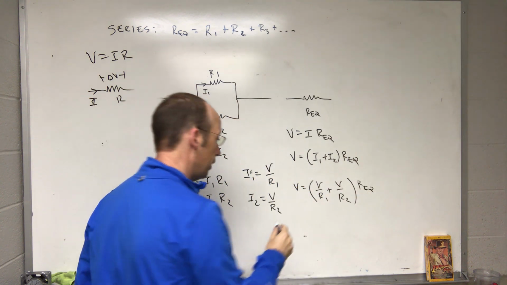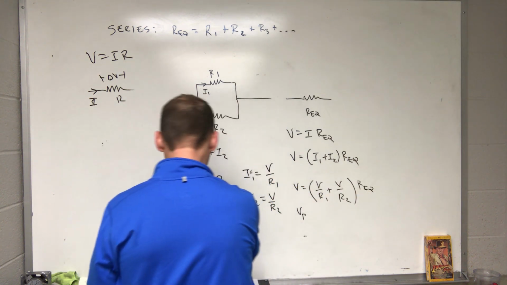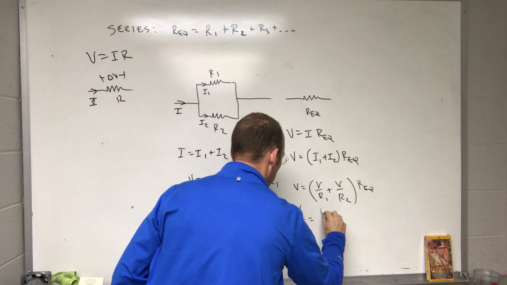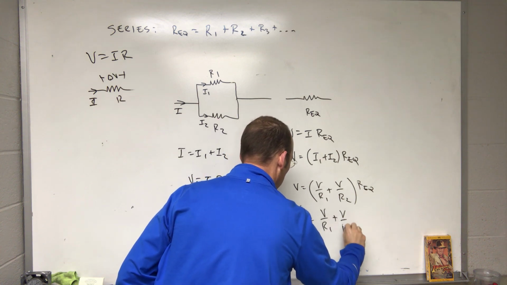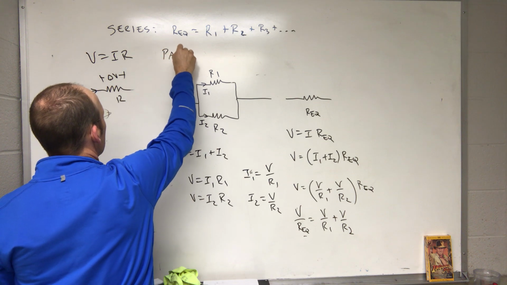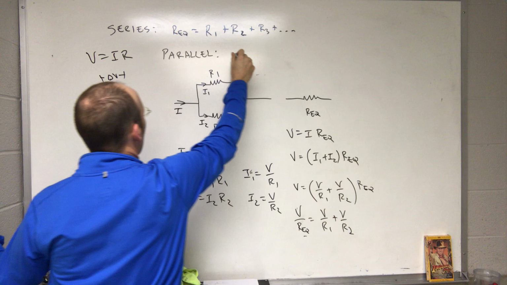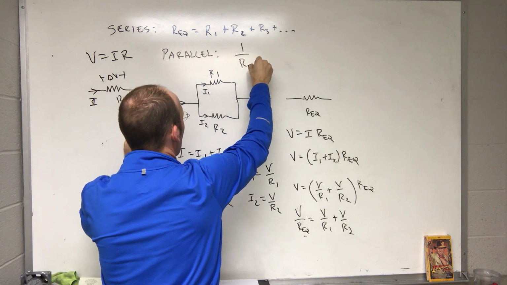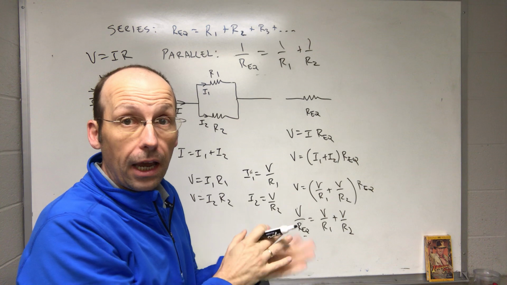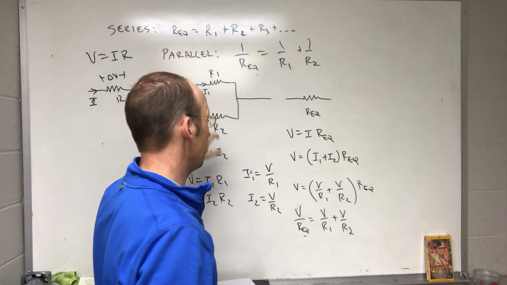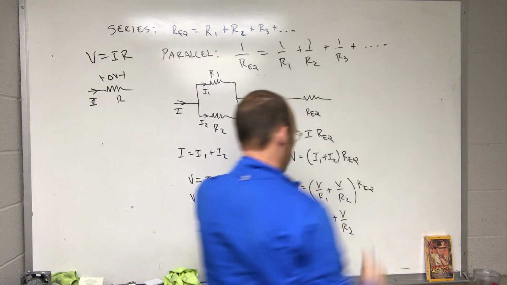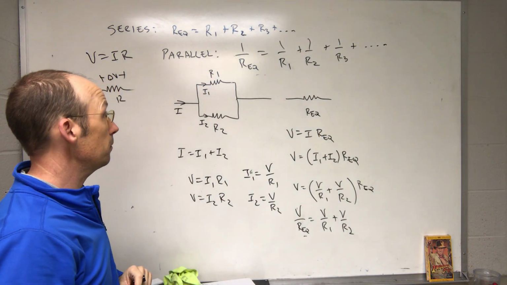Now I'm going to divide both sides by R equivalent, and I get V over R equivalent equals V over R1 plus V over R2. And the V's cancel. So in parallel, I get 1 over R equivalent equals 1 over R1 plus 1 over R2. In fact, if I had 3 resistors in parallel, I'd have I1 plus I2 plus I3, and I'd have 3 terms there. So you could just keep adding on terms if you need. And that comes just from Ohm's law.